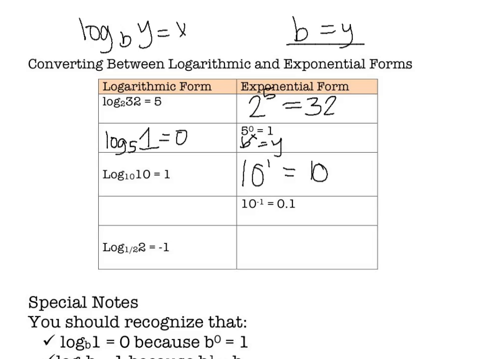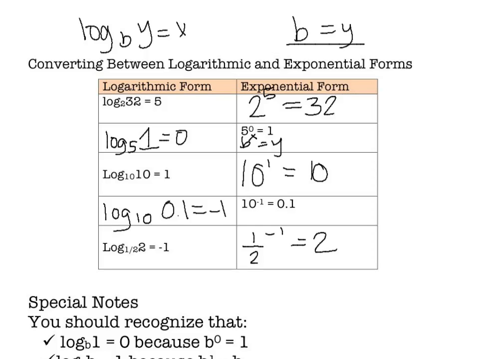And then going back the other way, this would be log base 10 of 1/10 is equal to -1. And finally, I would have 1/2 to the negative first power is equal to 2.